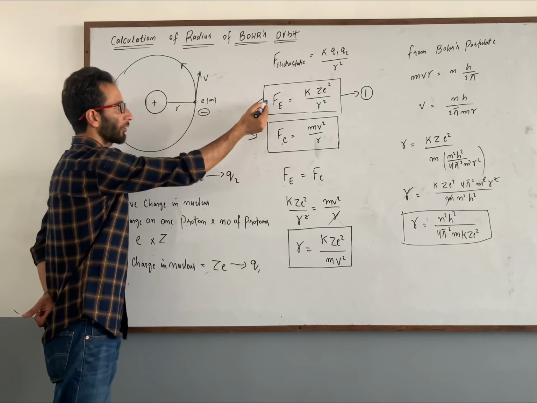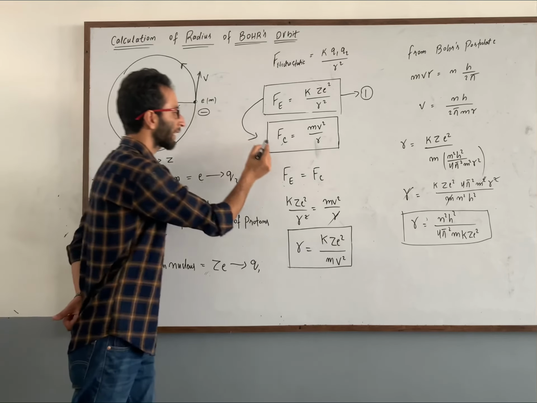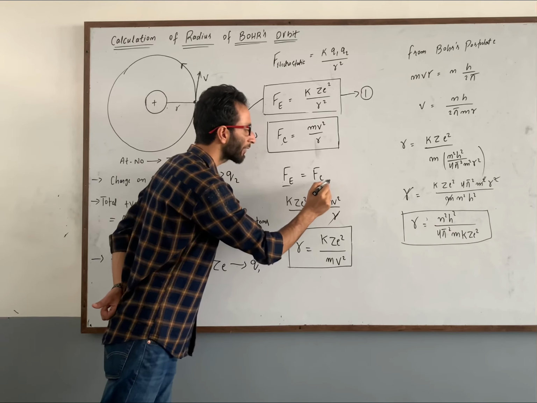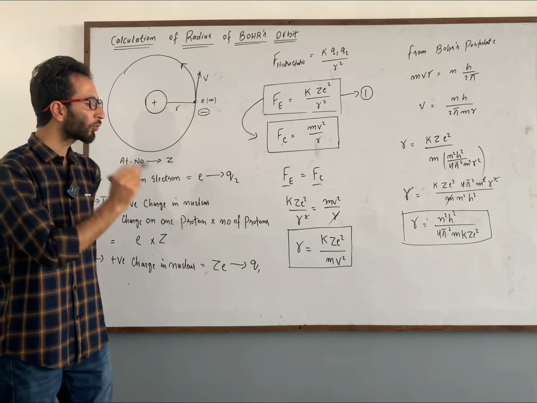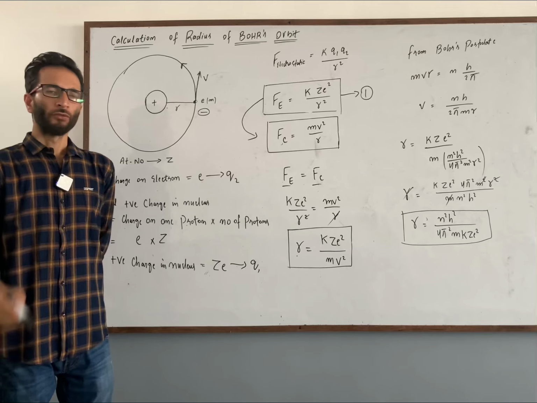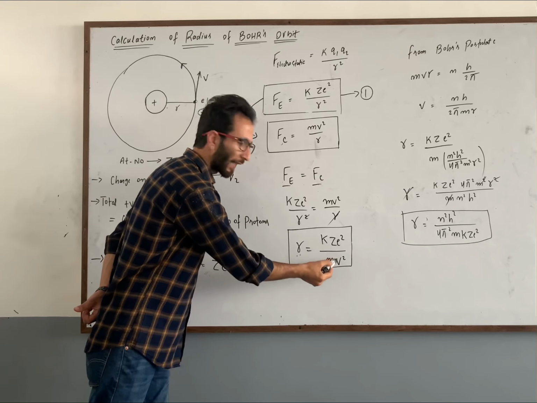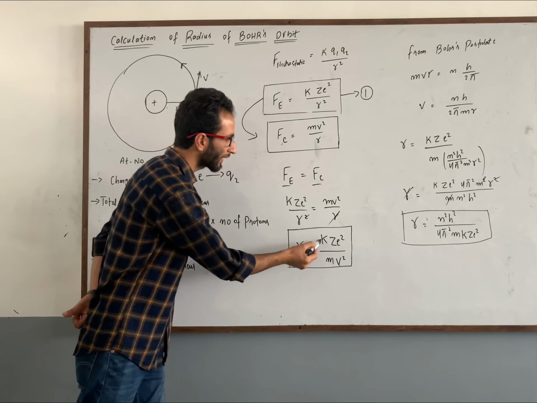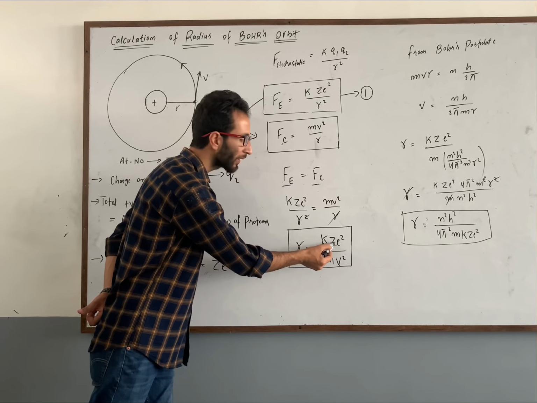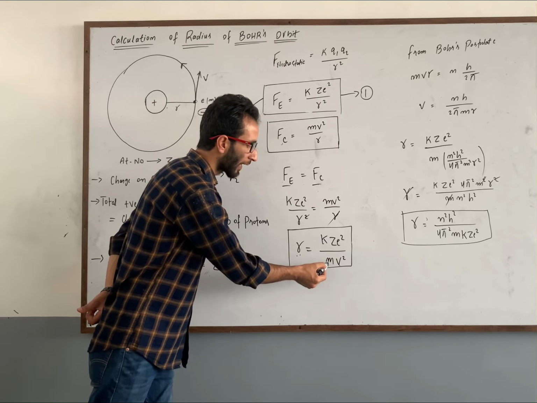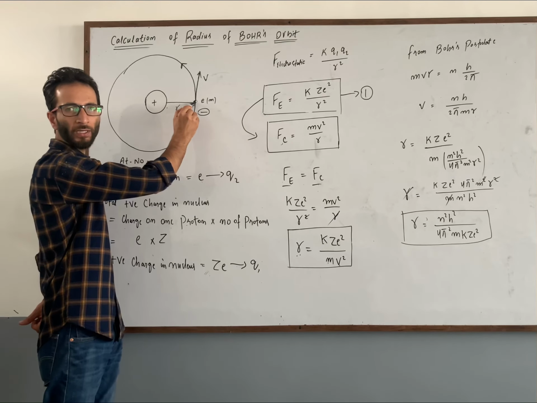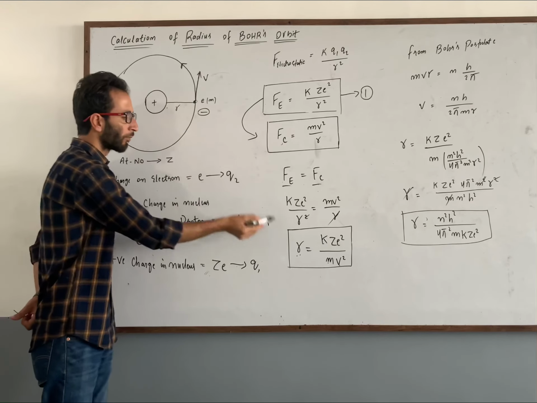Since this electrostatic force is completely converted into centripetal force, these two forces will be of equal magnitude, so we can equate them. By equating these two forces, we get the expression for the radius of Bohr's orbit. We can use this expression directly if velocity is given. This expression is K Z e square divided by m v square. K is Coulomb's constant, Z is atomic number, e is the charge of proton or electron, m is the mass of the electron, and v is the velocity. If the velocity of the electron in the orbit is given, we can find the radius of Bohr's orbit.